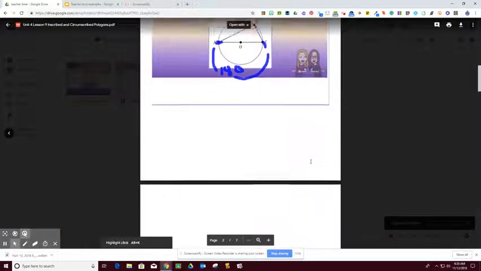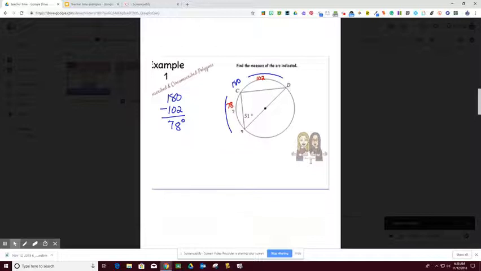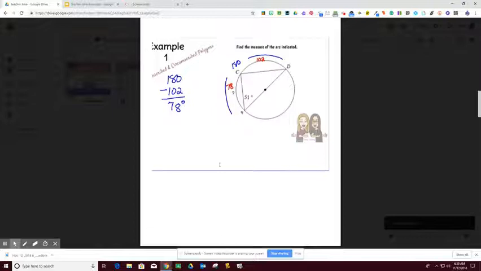So our first problem is something similar to that. We do know that this is a diameter. Because we know this is a diameter, in blue, we know that this whole arc is 180. If we double 51, we're going to get 102, and then 180 minus 102 is going to give me 78. The question is, what is this arc right here? And this arc is 78 because 51 times 2 is 102, and 180 minus 102 gives me 78.